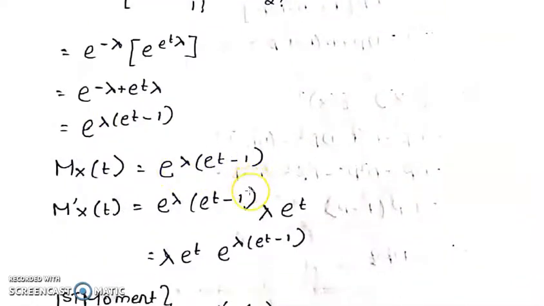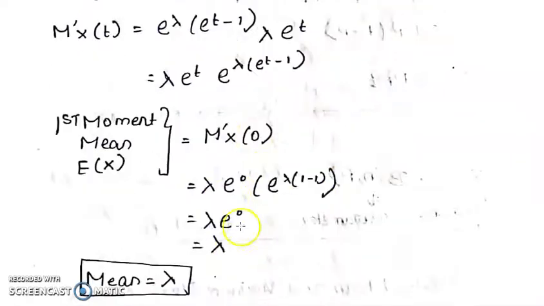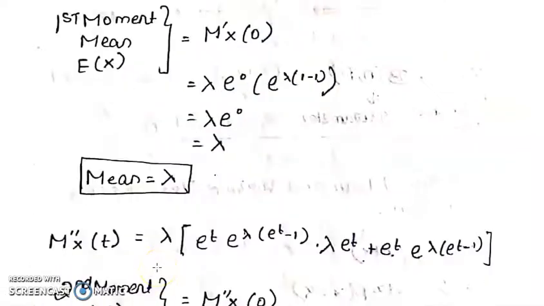To find mean and variance, we have to find E of X and E of X square. For this, differentiate this with respect to t and apply t equal to 0. If you put t equal to 0 in the differentiated expression, we get lambda. e power 0 is 1, so we get lambda. So mean equal to lambda here.